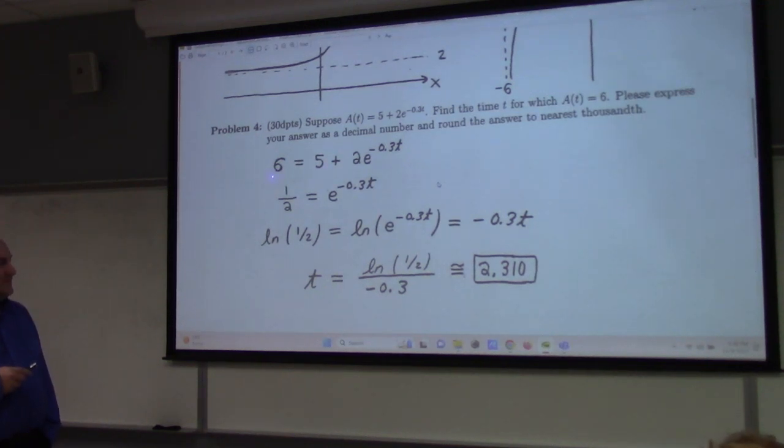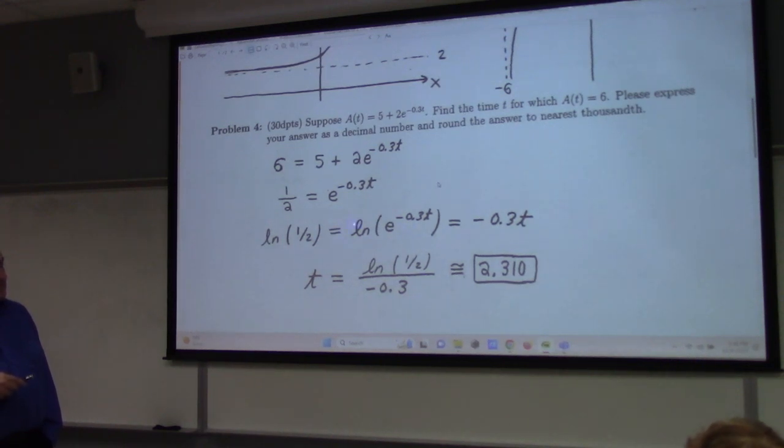So I subtract 5 to the other side. That gives me 6 minus 5, which is 1. And then I divide by 2. So this is how I get 1/2 is e to the minus 0.3t. Now that I've isolated the exponential, it is time to take the natural log. Take the natural log of this equation. I get log of 1/2 is equal to log of e to the minus 0.3t.